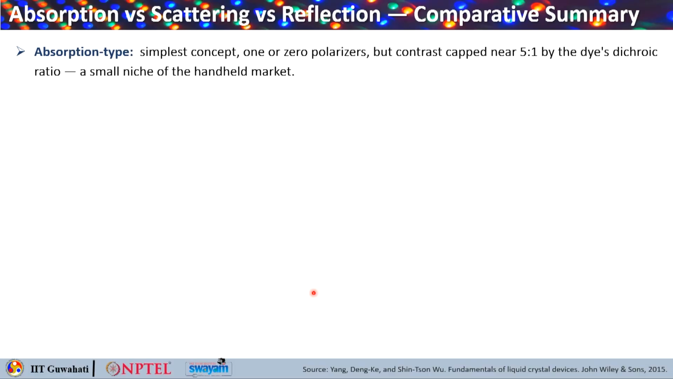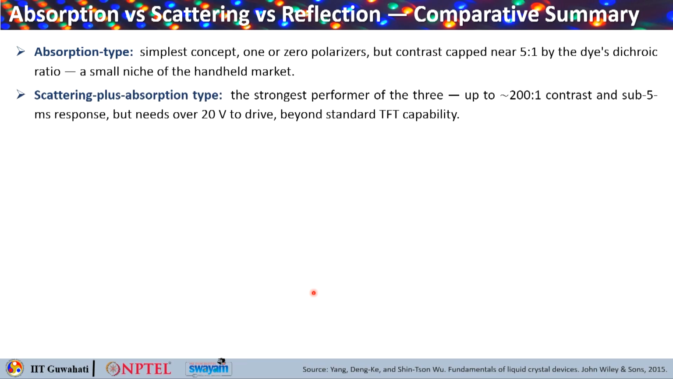Now let us have a comparative summary of the absorption, scattering and reflection models. The absorption type, we understood, is the simplest concept. You can use one or zero polarizers, but the contrast is kept to near 5:1 only, by the dye's dichroic ratio, and that is why only a very small niche of the handheld market is served by absorption type LCDs.